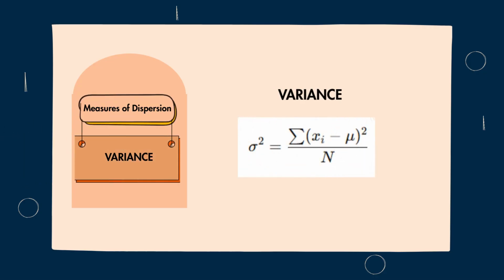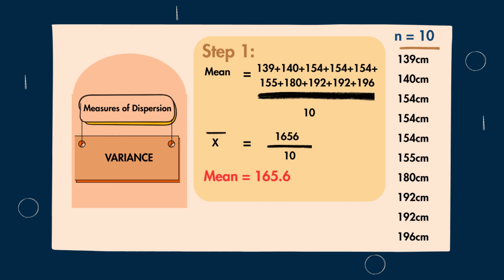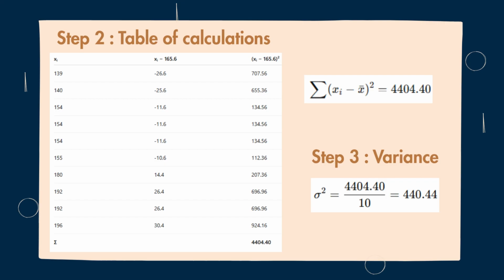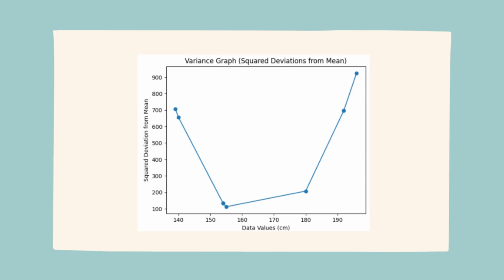To calculate variance for the given dataset, the first step is to find the mean, which is the average of all data points and is 165.6 in our case. In the second step, we subtract the mean from each data value, square the result, and then add all these squared differences. This gives us the summation of xi minus x bar whole squared, which comes out to 4,404.40. In the final step, we calculate variance by dividing this value by the total number of observations, which is 10, giving us a variance of 440.44.